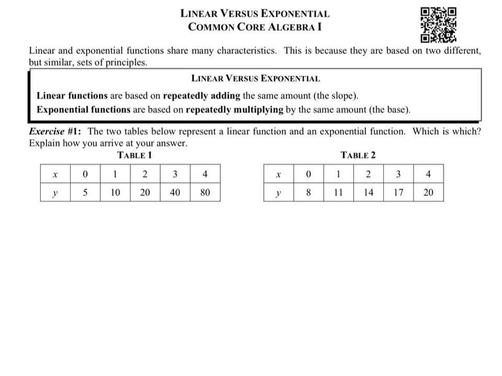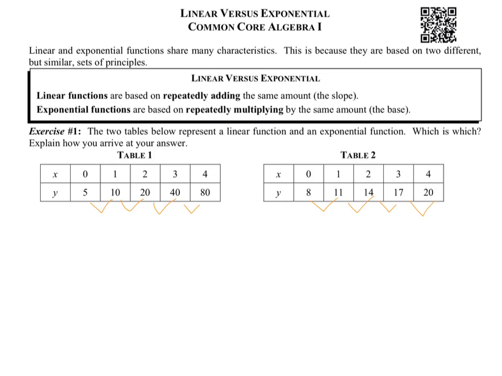So the two tables below represent a linear function and an exponential function. Which is which, and explain how we arrive at our answer. The first thing we're going to notice is that in each one of them, x goes up by 1. So it's y that we're going to look at. If y is going up by the same rate every single time, then it's linear. So which one goes up by the same rate every single time?